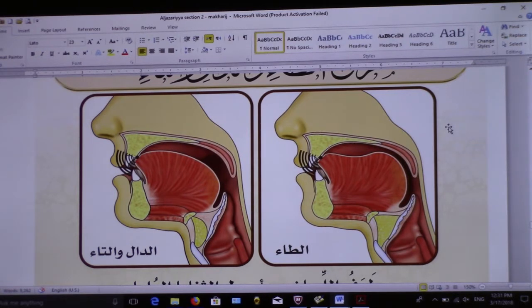Now, first thing, is the ta heavy or light? Heavy. That is the main distinction between ta and dal and ta. Same place, you're touching the same place. Say ta, say dal, say ta. You're touching exactly the same place with the same thing: the front part of the tongue touching the upper gum. Now what makes them different? The first thing, ta is heavy. You're raising the back part of the tongue.